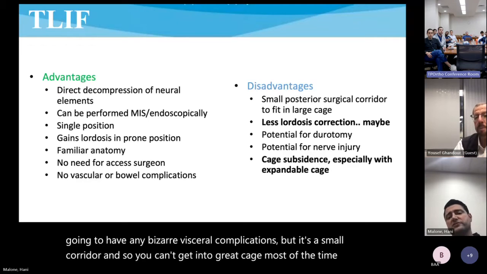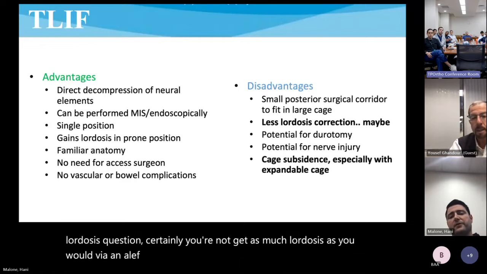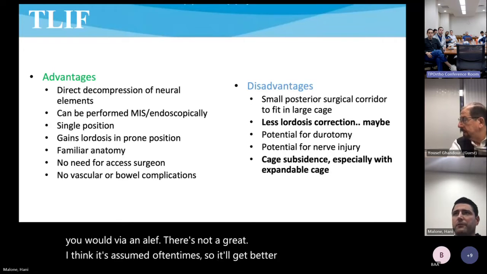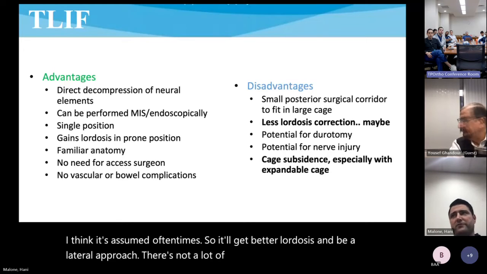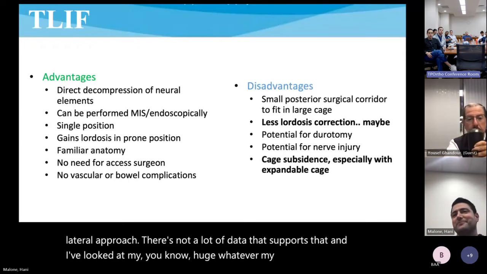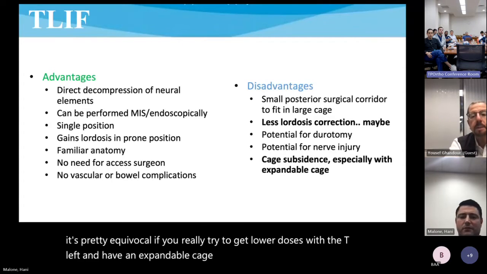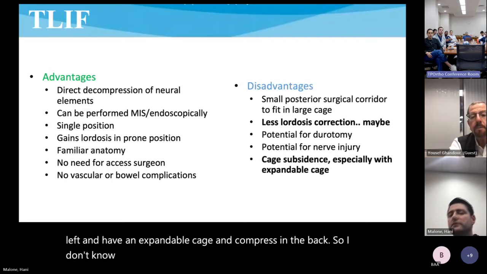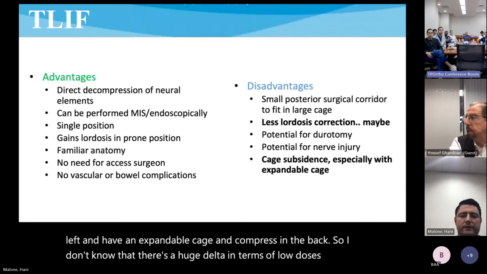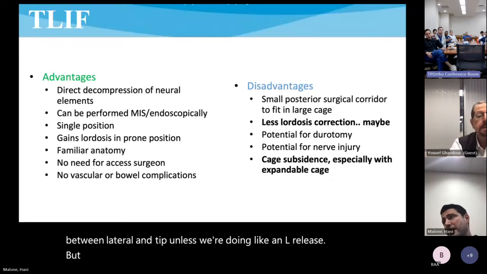The lordosis question: certainly you're not going to get as much lordosis as you would via an ALIF. It's often assumed you'll get better lordosis via a lateral approach, but there's not a lot of data that supports that. I've looked at my limited series, and it's pretty equivocal if you really try to get lordosis with a TLIF and an expandable cage and compress in the back. So I don't know that there's a huge delta in terms of lordosis between lateral and TLIF unless you're doing an ALL release.